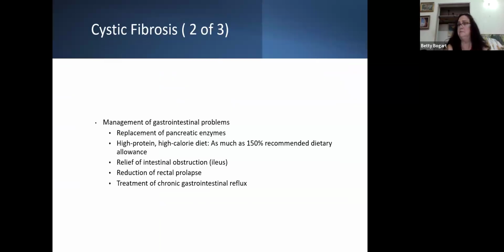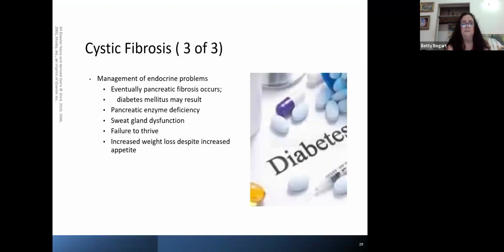Diet: enzymes, just like I told you to give, high protein, high calorie, low fat. Remember, cystic fibrosis can affect mouth to anus. There can be reflux going on, and there could be a problem with an intestinal obstruction. So monitor both of those closely.